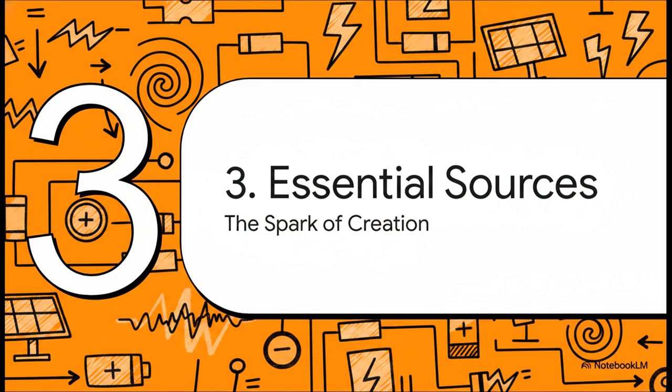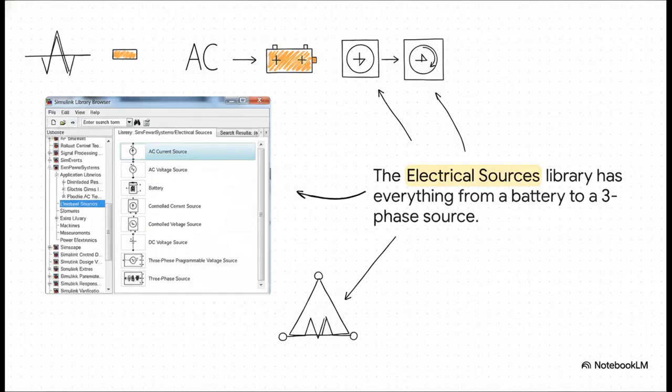I mean, every single circuit, I don't care how simple or complex it is, it needs a source of power. It's the spark of creation, right? So let's explore the electrical sources library. And wow, right off the bat, you can see you've got options. We're not just talking about a simple battery. You've got AC, DC, controlled sources that can change on the fly, and even the big three-phase sources that are the absolute backbone of any industrial power system.